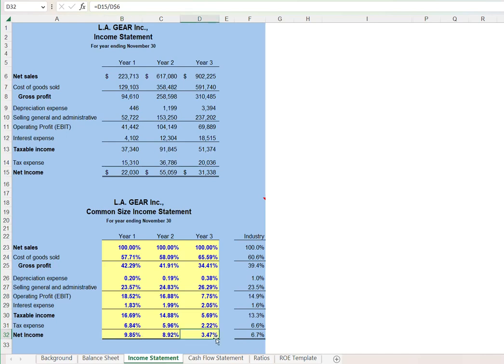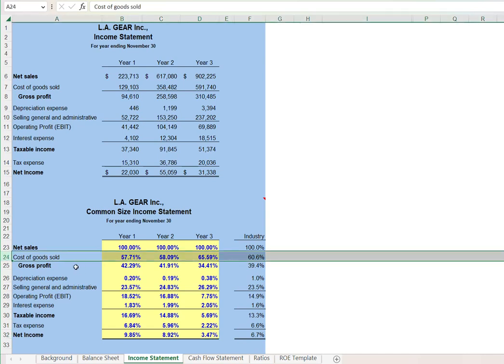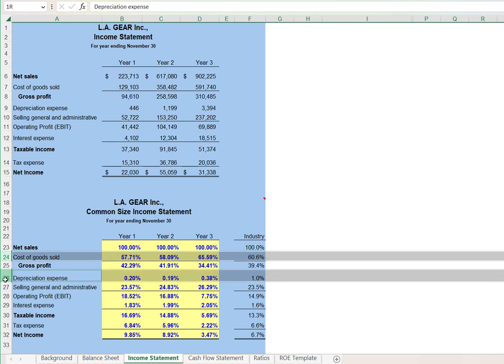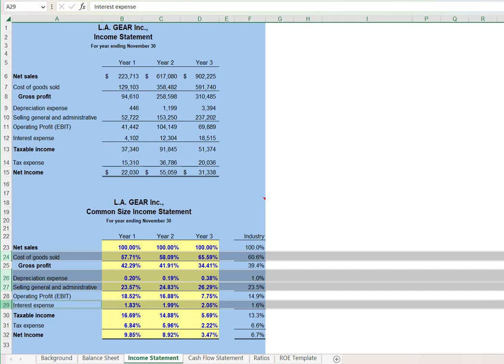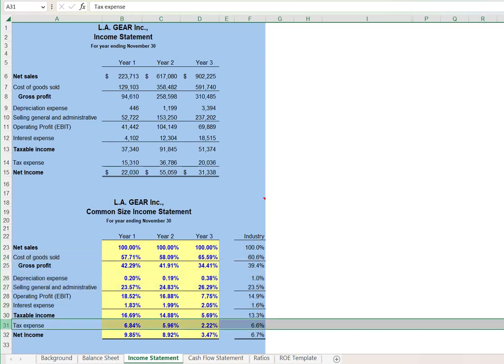In our common size income statement, we can easily identify why. And we can see cost of goods sold has gone up from 57 to 65 cents on the dollar. Depreciation expense has gone up. Selling administrative expenses have gone up, as has interest expense. Our costs are going up all the way across the board. The one bright spot is a slight decrease in our tax expense as a percentage of sales. But that's nothing to get too excited about.